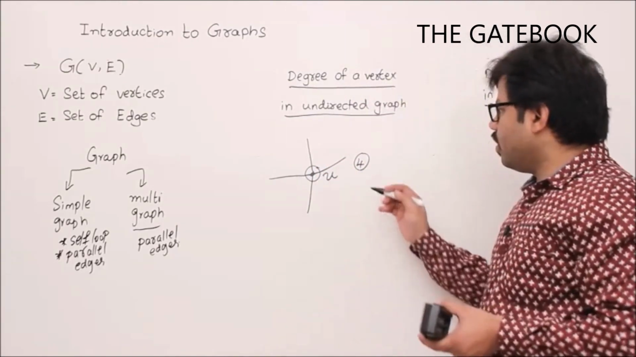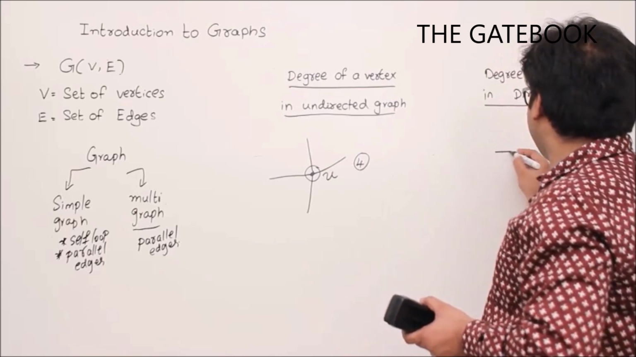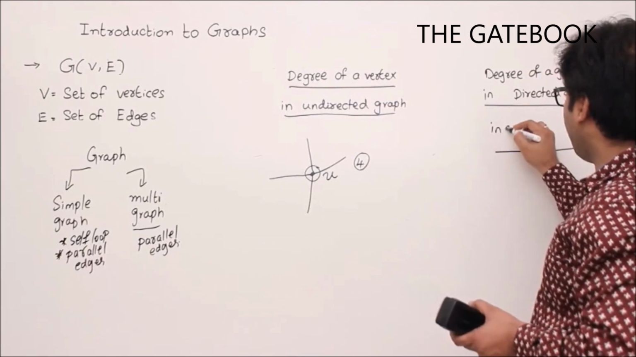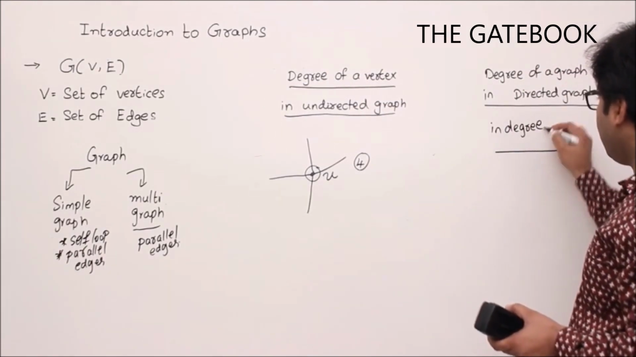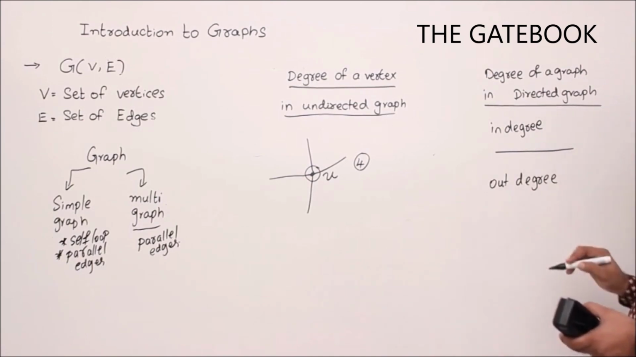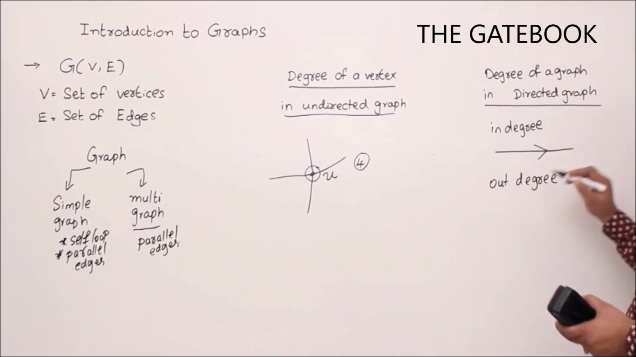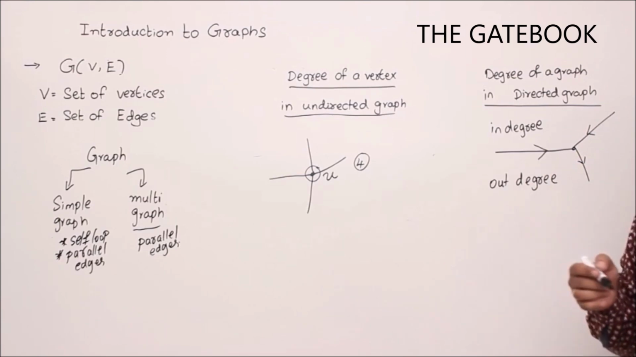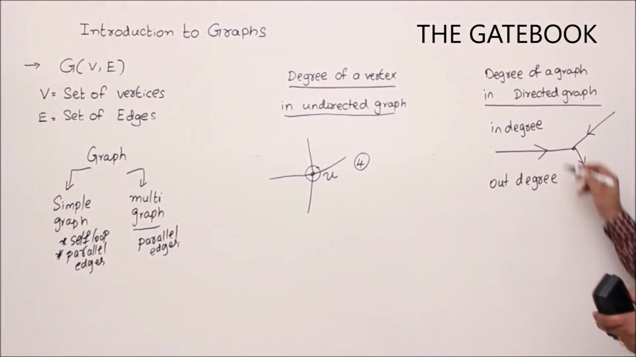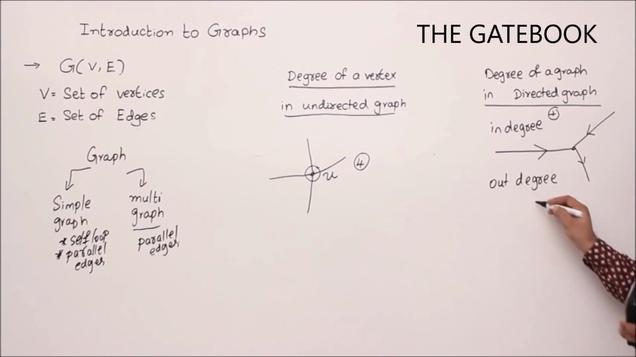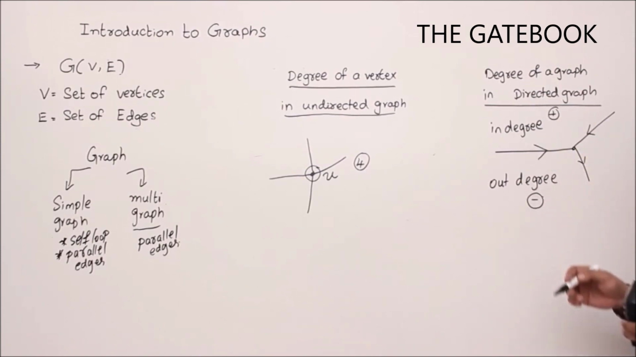Now, when it comes to a directed graph, there is no such degree concept. We have two concepts here: one is in degree, second one out degree. I will tell you what in degree and out degree are. In a directed graph you will have directions. Consider this vertex. Two edges are coming inside, one edge is going out. Whatever is coming inside is called in degree. We usually denote it by plus, positive, and out degree we usually denote by negative.